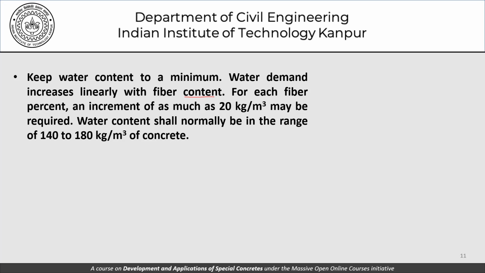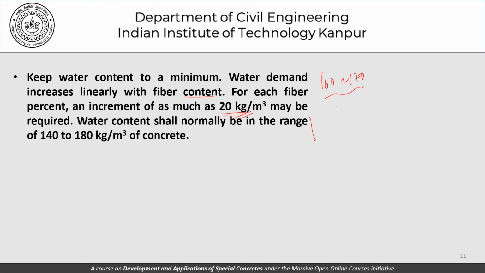So the more the fiber, the more water you need for a given level of workability or consistency. And for each fiber percentage, an increment of as much as 20 kgs may be required, and water content shall normally be in the range of 140 to 180. This is just a range. This number is again just an indicative number. The fact remains that yes, we need a lot more water, given that about 160 or 170 is the normal range of the water needed for getting concrete.